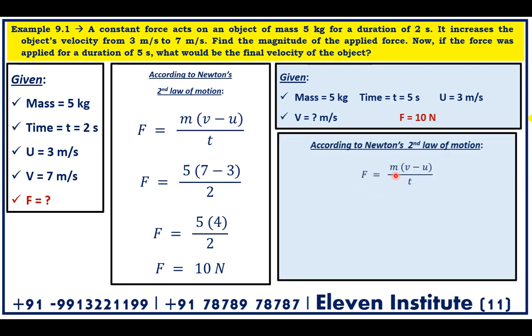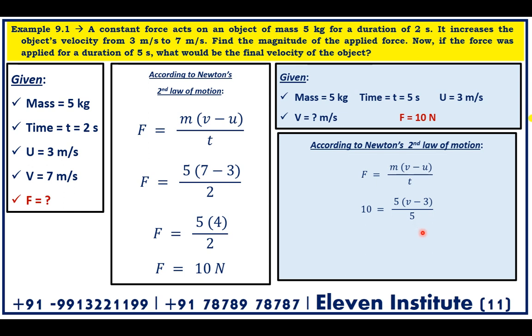F is equal to m into v minus u upon t. But the only difference is, previously, everything else was given to me and I had to find the value of F. This time, I have to find the value of v and everything else is given to me. So just put the values. Instead of F, 10; m is equal to 5; v we have to find; u is equal to 3; and time is 5 seconds, which is very important, right?